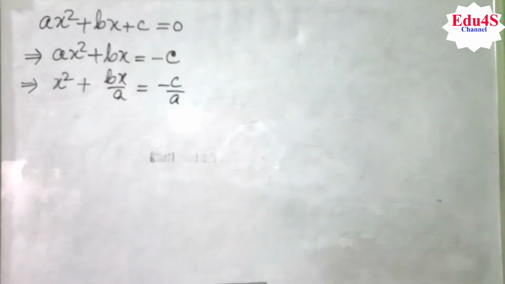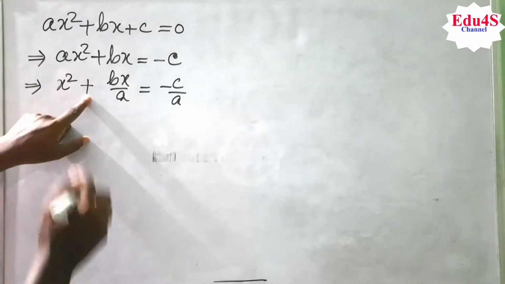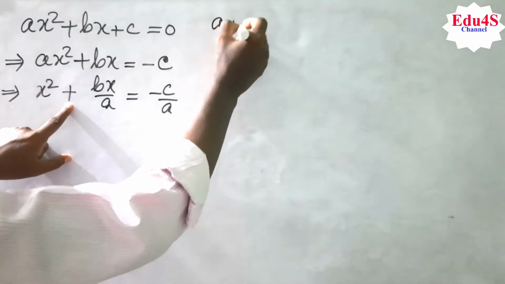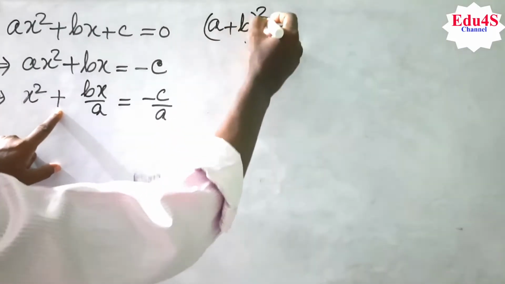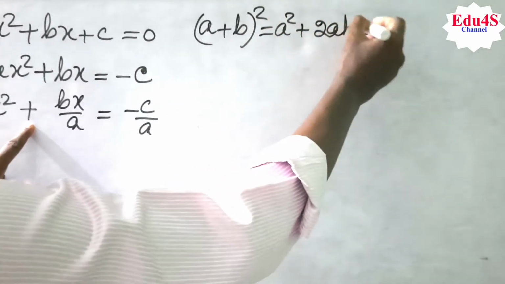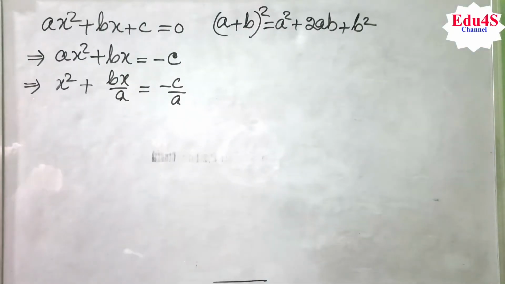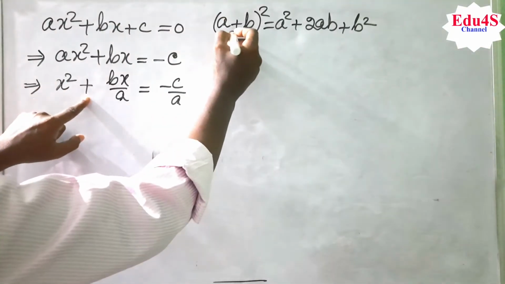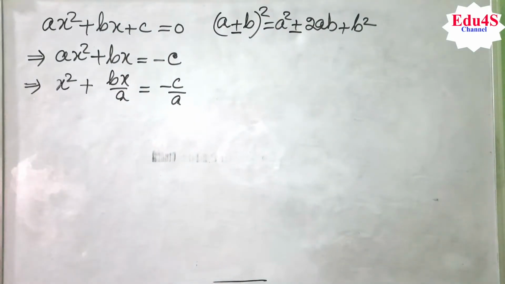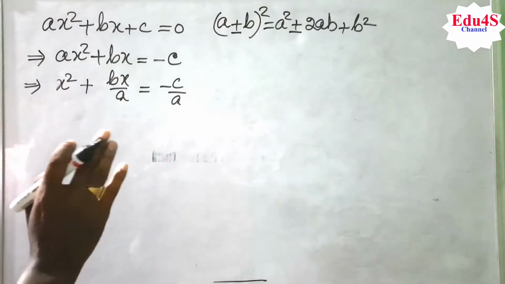Clear? Then look at the sign here. Here it is plus. So when there is a plus sign here, you try to apply this formula: a plus b whole square. What is that? a square plus 2ab plus b square. But if there is a minus sign, you apply a minus b whole square here. Clear? Now since here it is a plus sign, I will apply a plus b whole square.